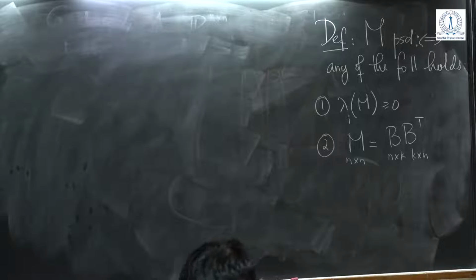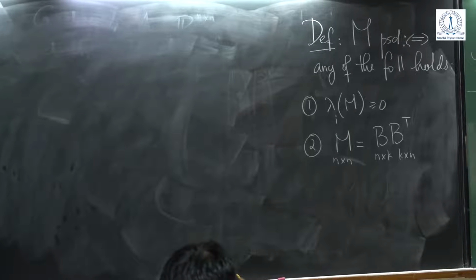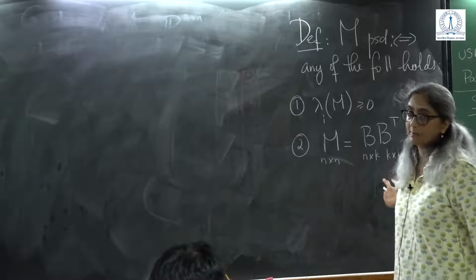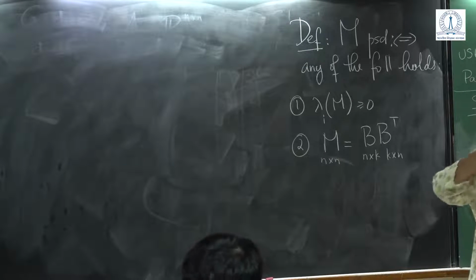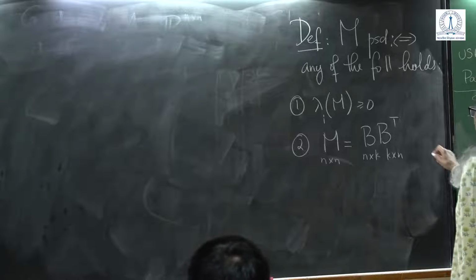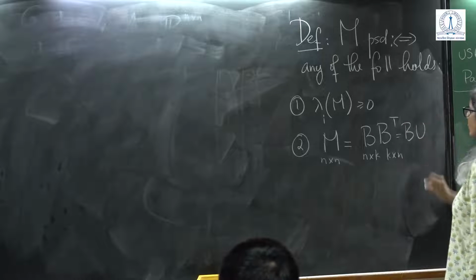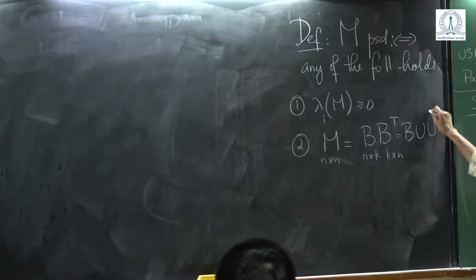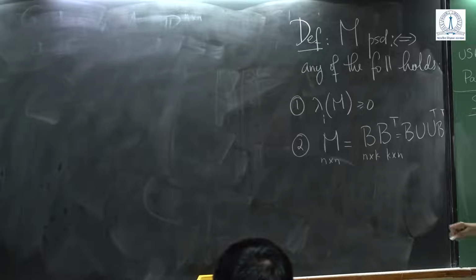The B is sometimes called a square root of M because it looks like a square root: B B transpose is M. Some people call it the square root of M, but it's not necessarily a square matrix. And there are infinitely many possibilities for the square root, because on the inside you can also write this as B times an orthogonal matrix U times the transpose of U times B transpose. This part is the identity if U is an orthogonal matrix.